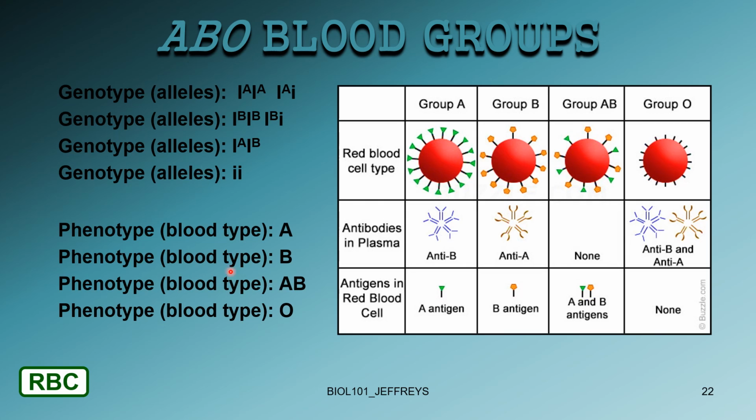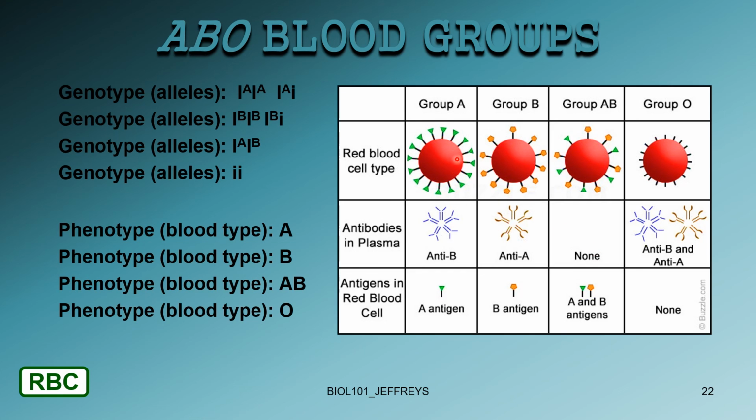Phenotypically, big A big A or big A big O yields blood type A. Big B big B or big B big O is blood type B. Big A big B is blood type AB, and 2 copies of O yields blood type O. And the breakdown is here. As you can see, it's quite interesting, I think.